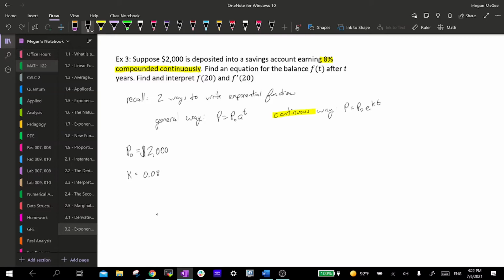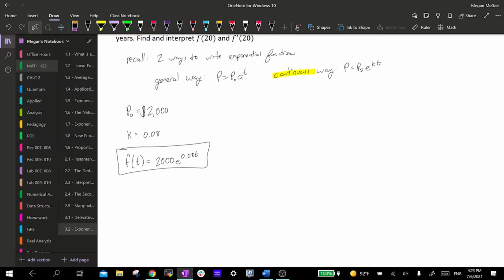All right. So we have our function f of t is going to be 2,000, which is our P naught, our starting amount of money, times e raised to the k, 0.08, times t. So we found the equation. All right, and that's going to represent the balance after t years. So the next thing we need to do is find and interpret f of 20 and f prime of 20.